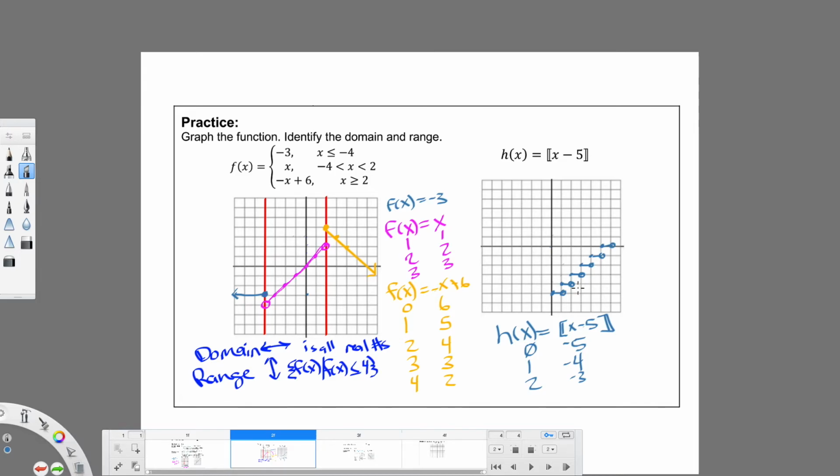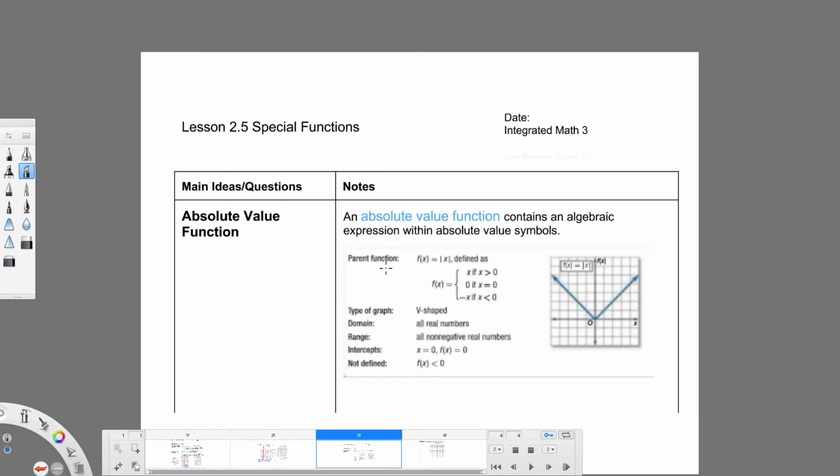All right, so let's go ahead and go to the next one. We're going to look at absolute value function, and that contains an algebraic expression within absolute value symbols. So if we look at this one, and I know it's a little blurry here, but we have f of x equals the absolute value of x. So if I plug in 1, I'm going to get 1 because the absolute value of 1 is 1. If I plug in -1, the absolute value of -1 is 1. If I plug in 2, I will get 2. If I plug in -2, I will also get 2 because of the absolute value.